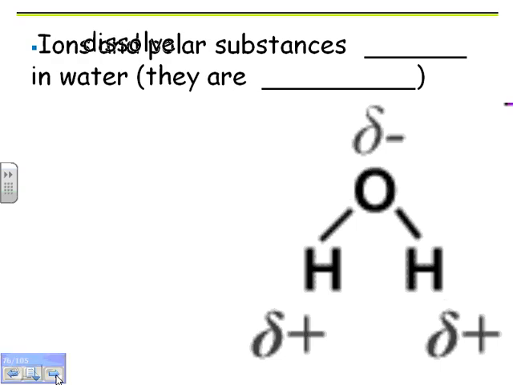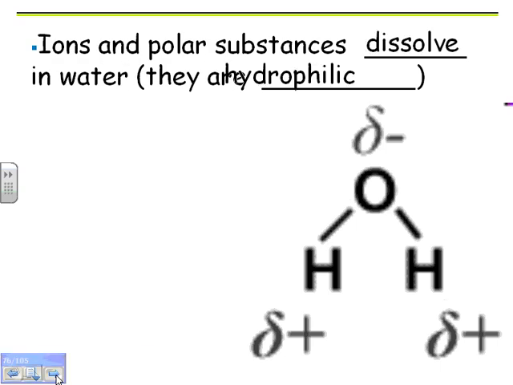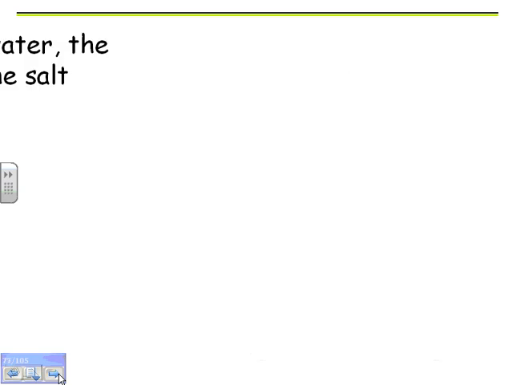Ions and polar substances dissolve in water. They are hydrophilic. Philic means to love, in, I don't know, I want to say Latin, and hydro, of course, is water. So these things love water, or, well, they don't really love water, but they do dissolve in it. They don't stay away from it.